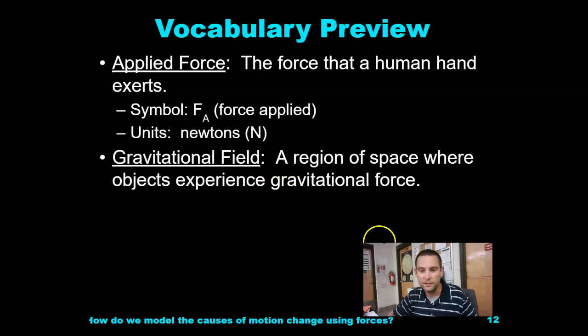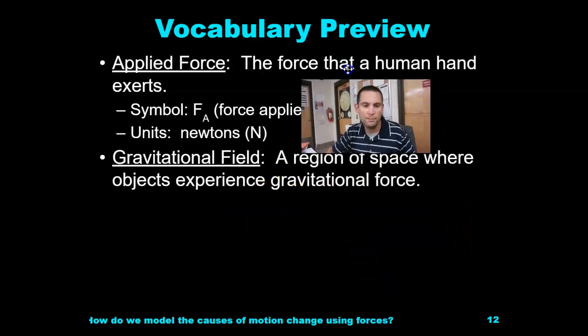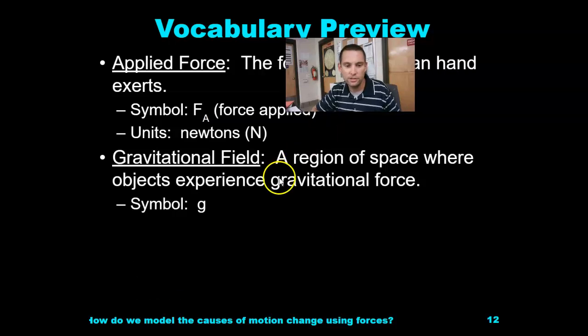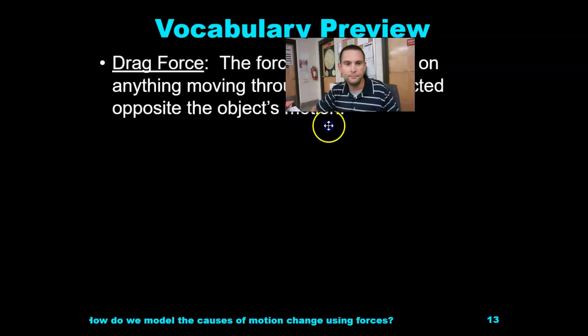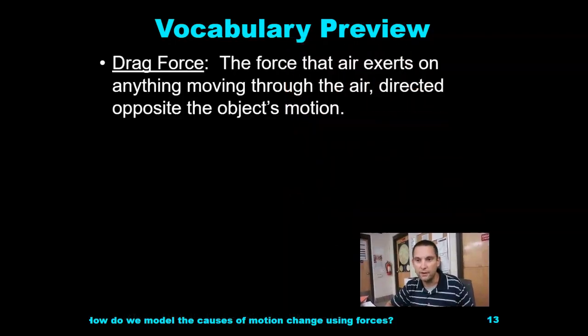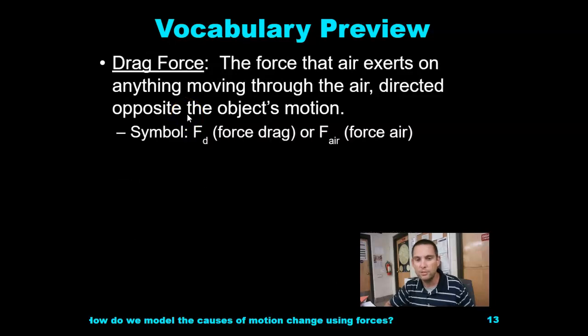Newtons. And gravitational field, a region of space where objects experience gravitational force. Symbol lowercase g, newtons per kilogram. Drag force is the force that air exerts on anything moving through air. Air resistance is what you know it as. It's always going to be opposite of the object's motion. So F sub D is our drag force, or F sub air is force air.